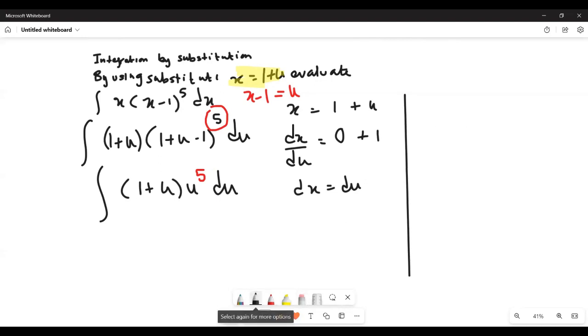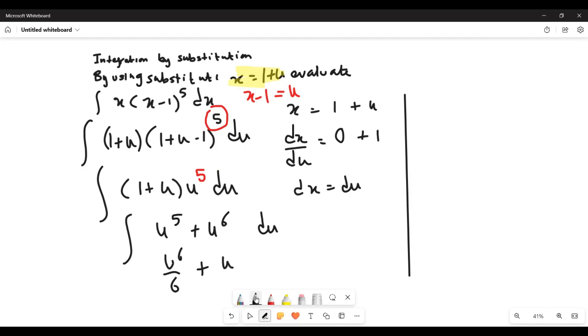It's going to be u power 5 plus u power 6 du. So that's going to be u^6 upon 6 plus u^7 upon 7 plus c. So now replace u with x minus 1. So x minus 1 power 6 upon 6 plus x minus 1 power 7 upon 7 plus c. Yeah, okay.